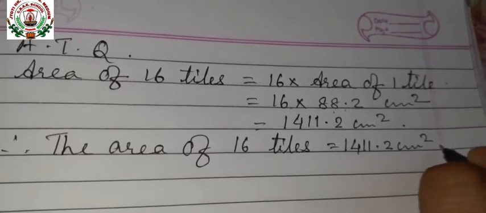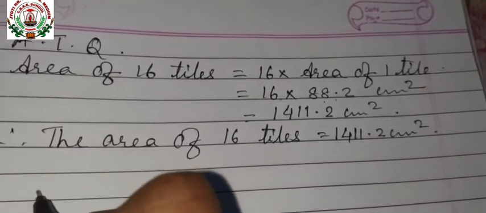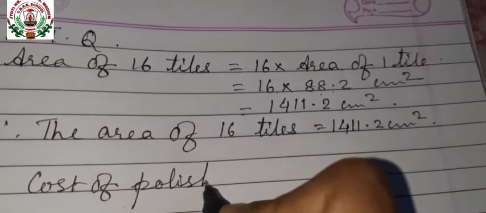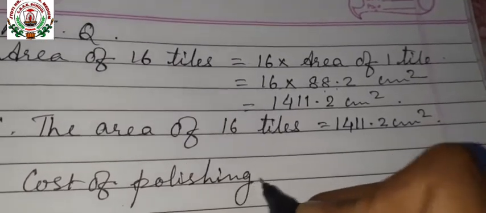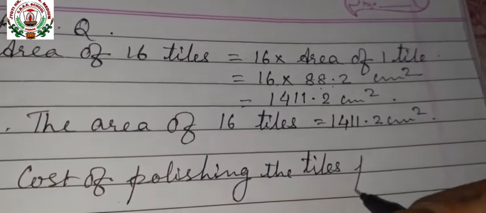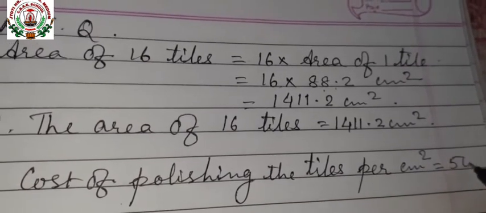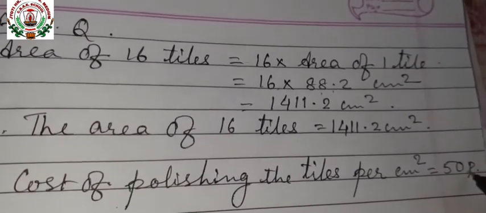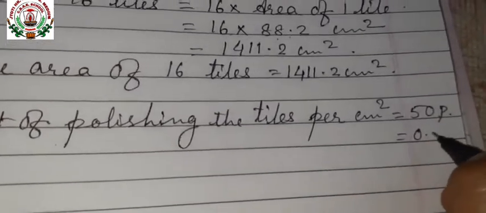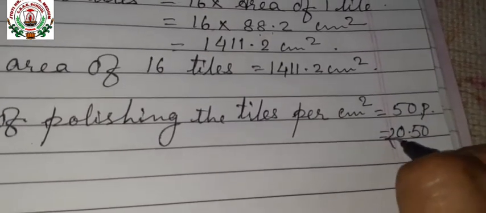Now here, cost of polishing one tile is how much? Cost of polishing the tiles per cm square equals 50 paise. This paise I can write as 0.50 rupees.